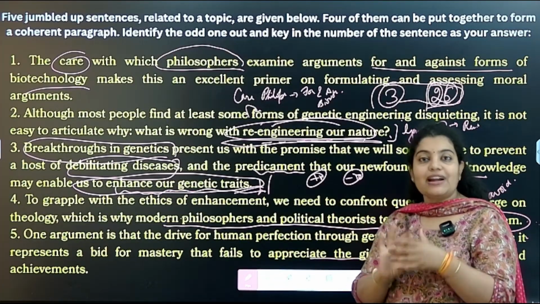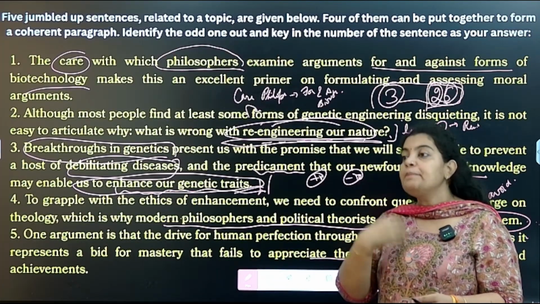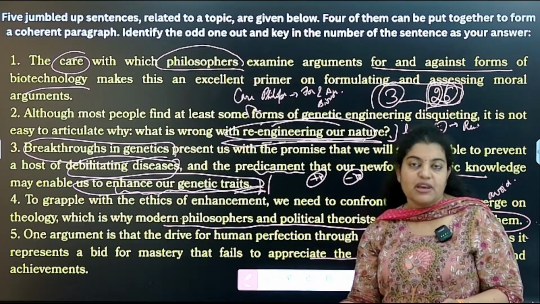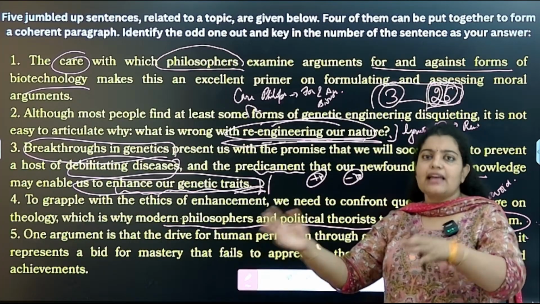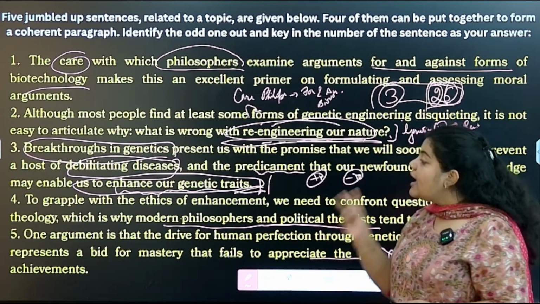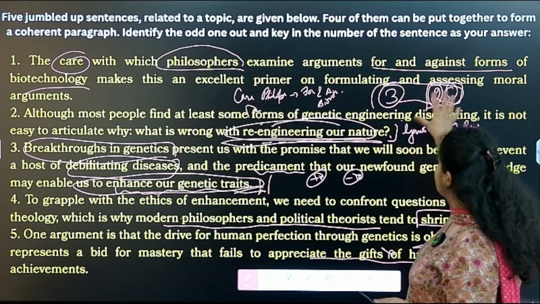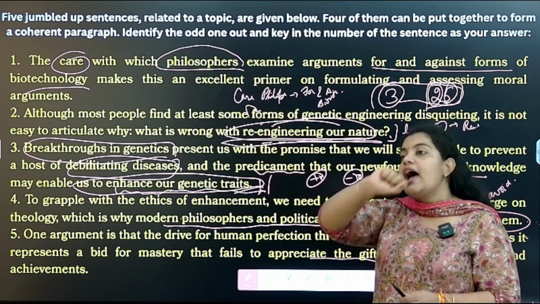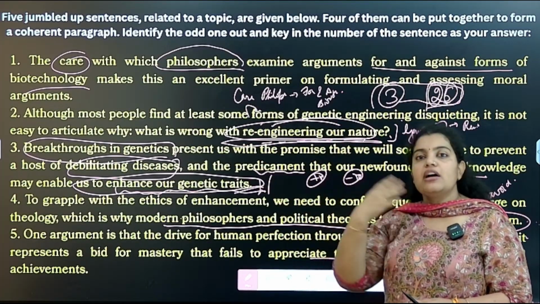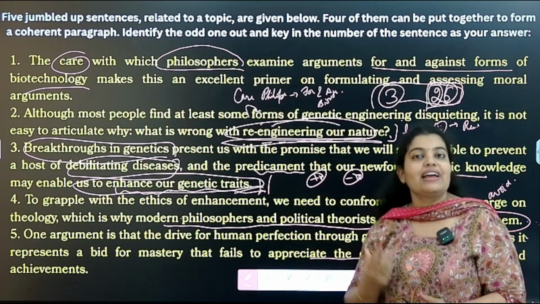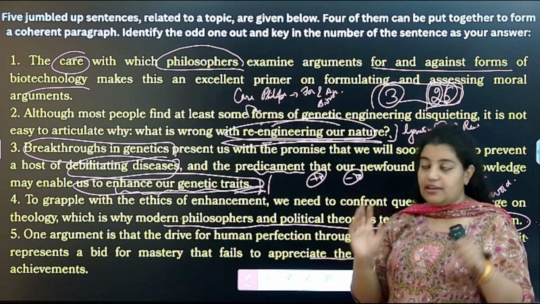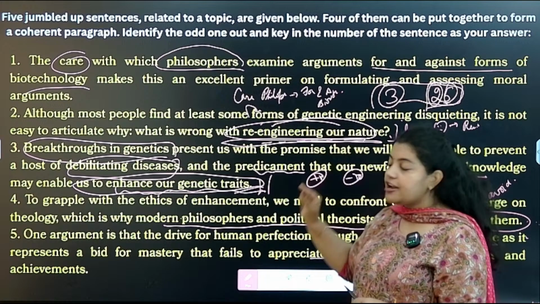So the common theme coming across all three sentences is enhancing our genetic traits, and the objections and other things being said. Now, we know that sentences 3 to 5, the majority, are talking about re-engineering our nature or modifying our genetic traits. That is a common theme, right? Now you're left with the first and the fourth.